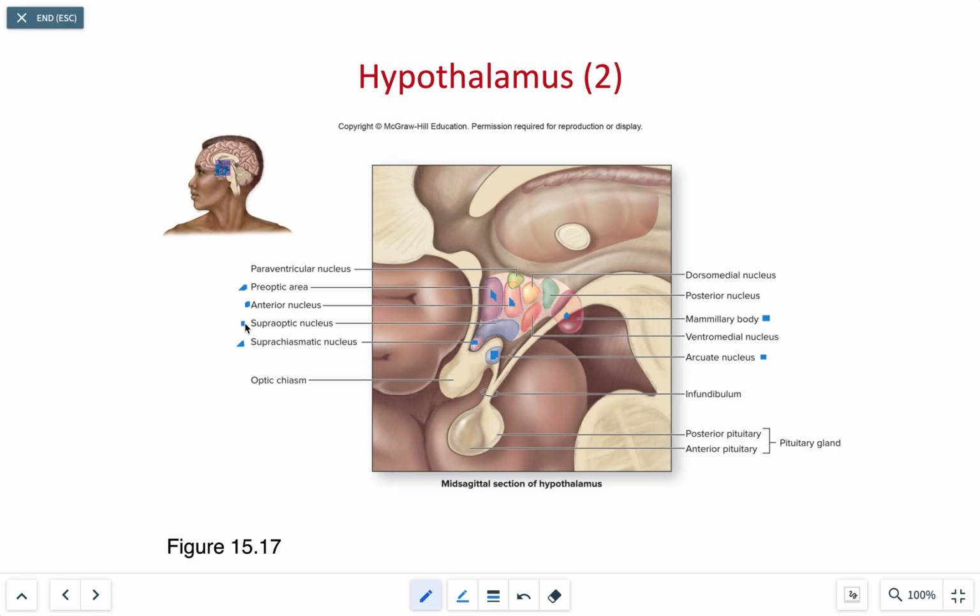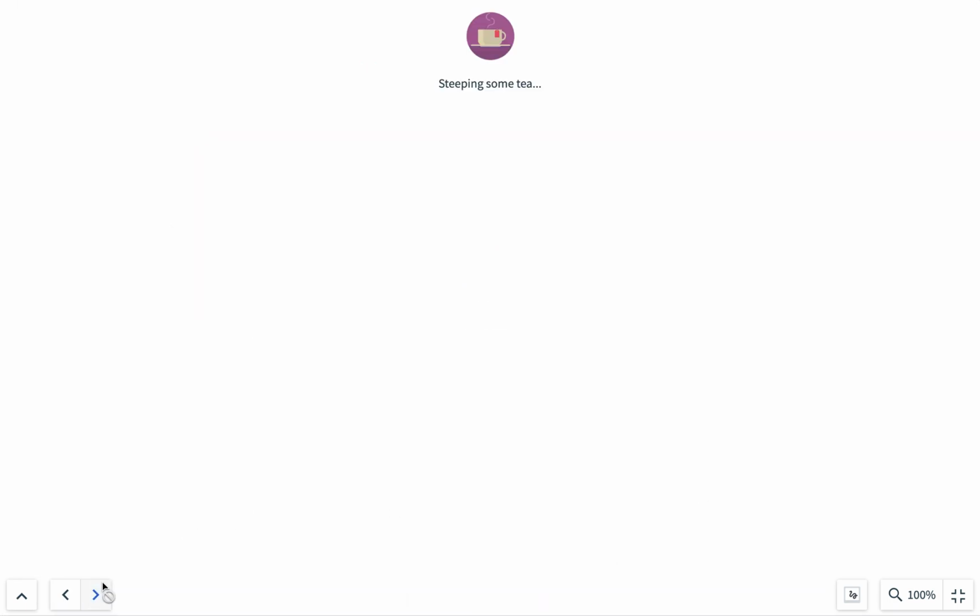The supraoptic nuclei, a little bit slightly superior, are going to produce the antidiuretic hormone, which is important for helping to regulate blood pressure. And then the ventromedial nuclei, which is right here, is going to be your satiation center, and this is what's going to produce senses of hunger or satiation, or a sense of being full. So just a few examples of all the different nuclei inside of the hypothalamus.